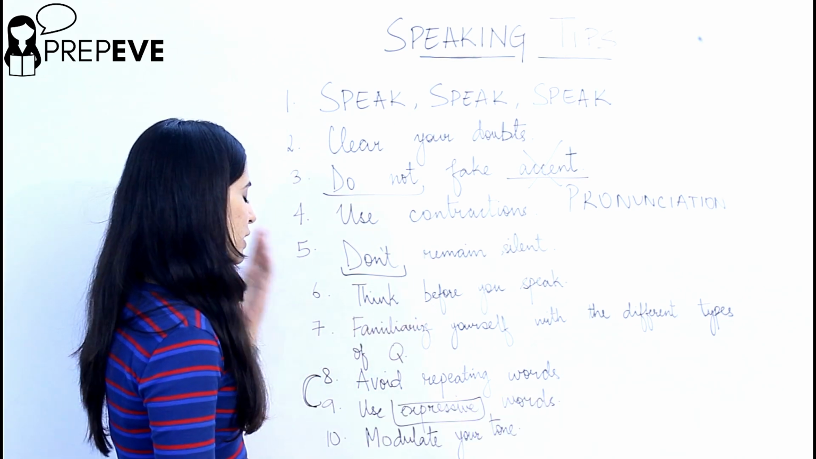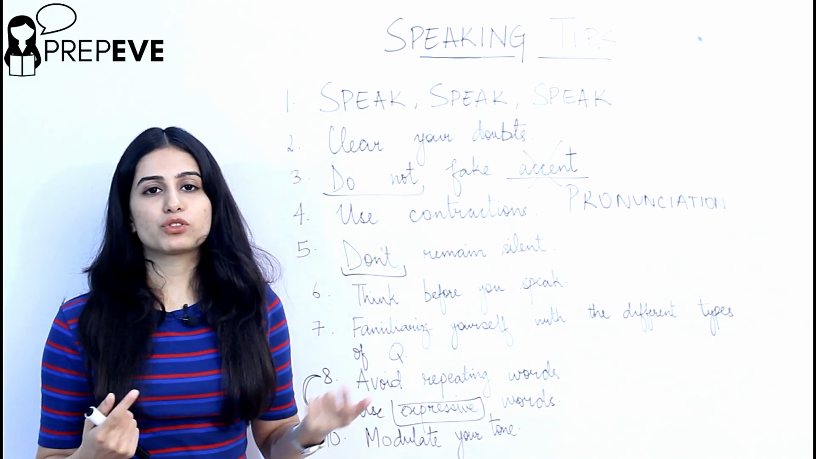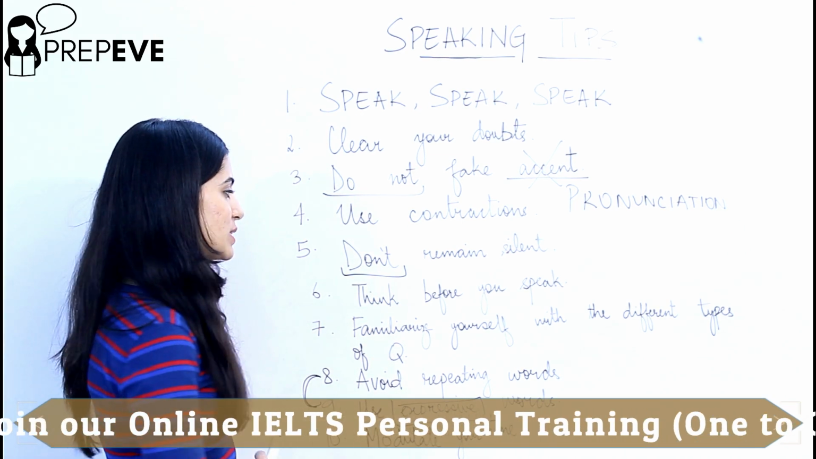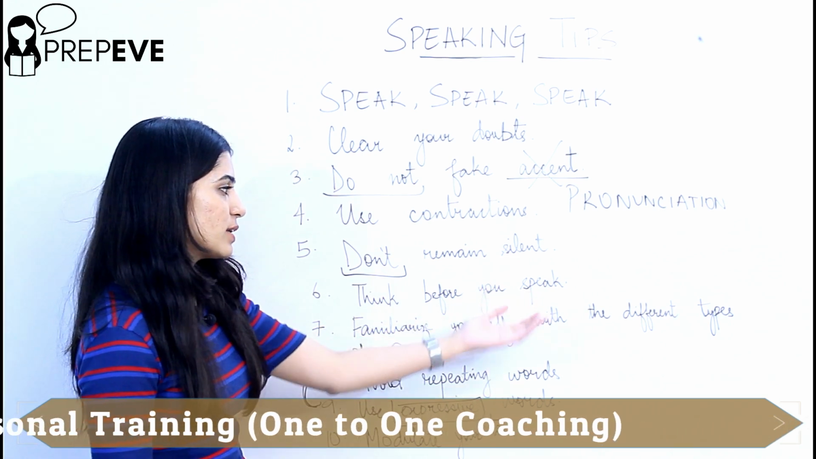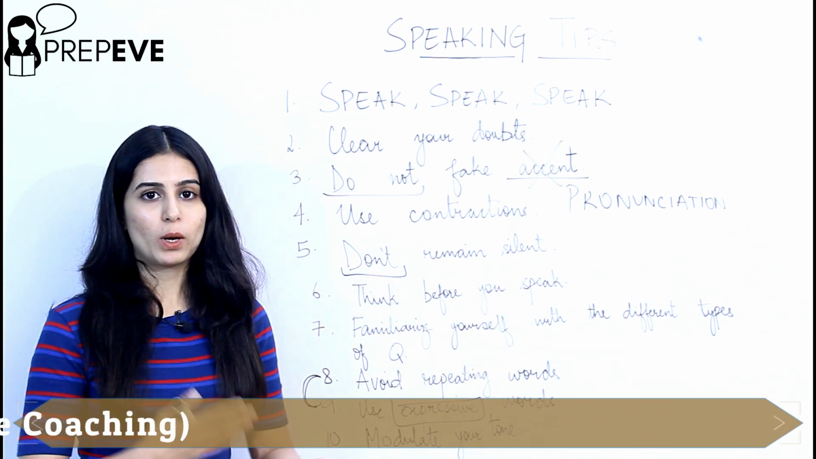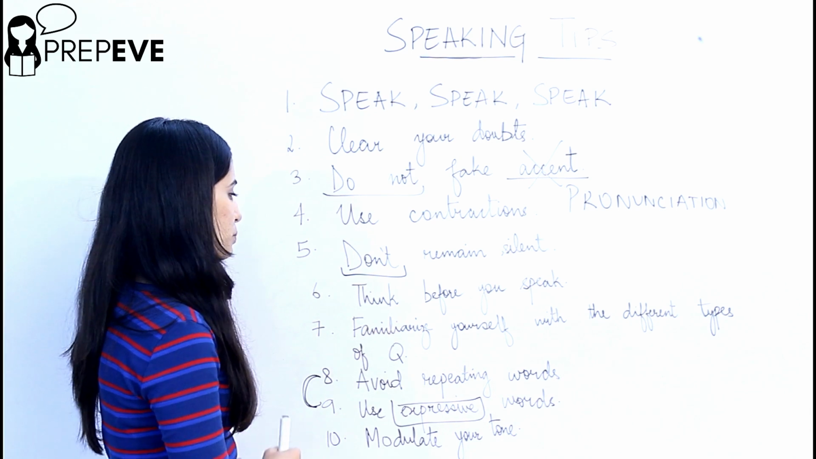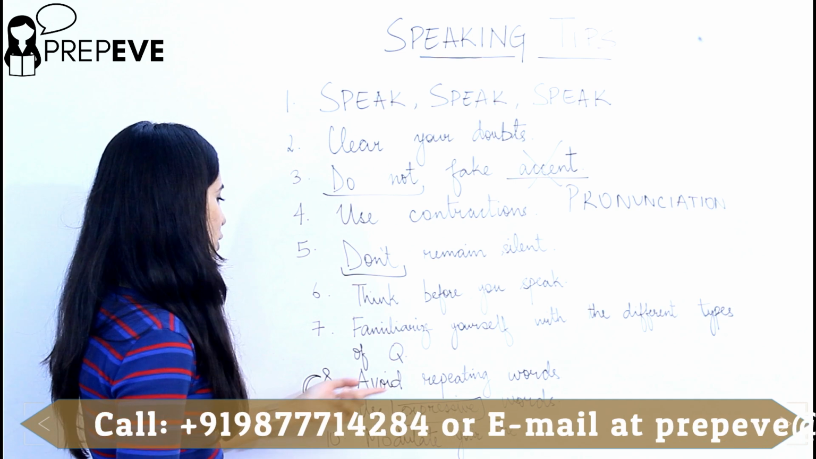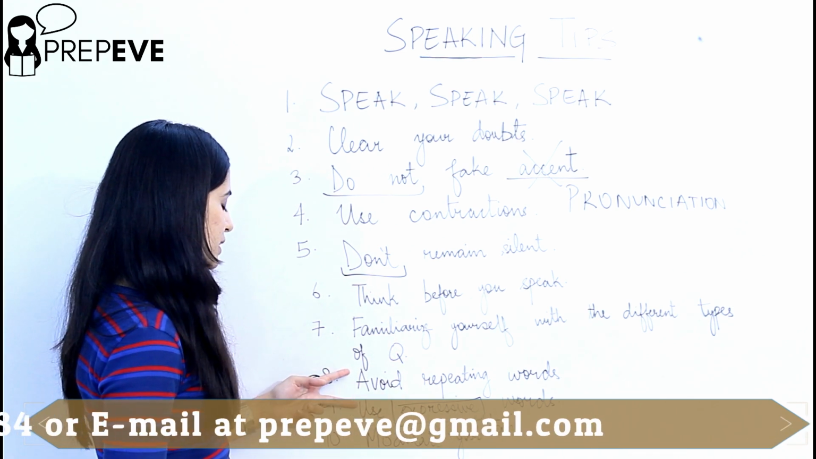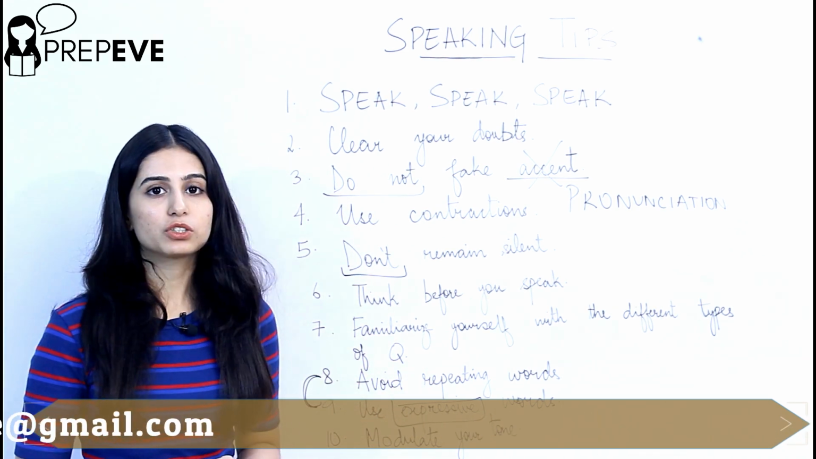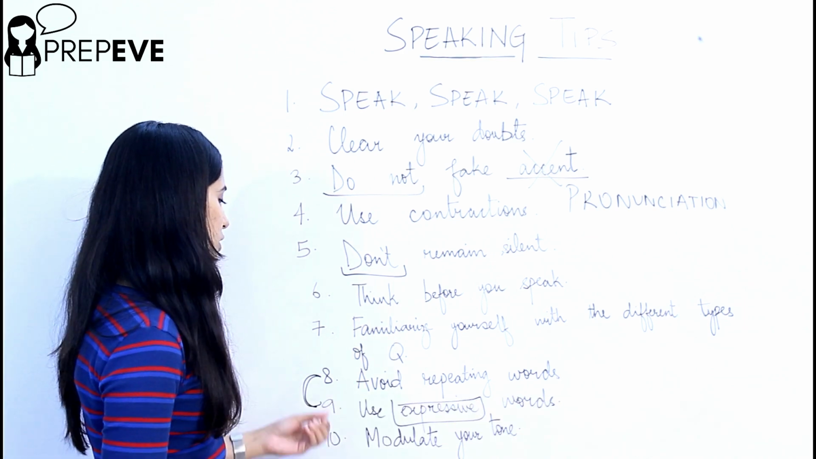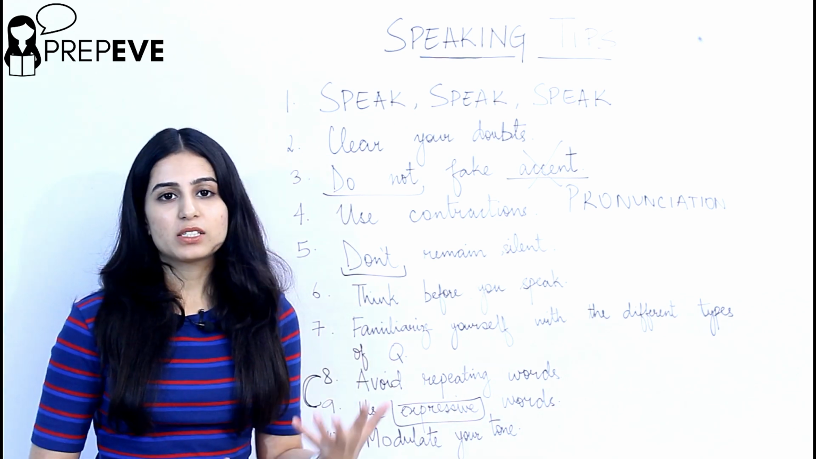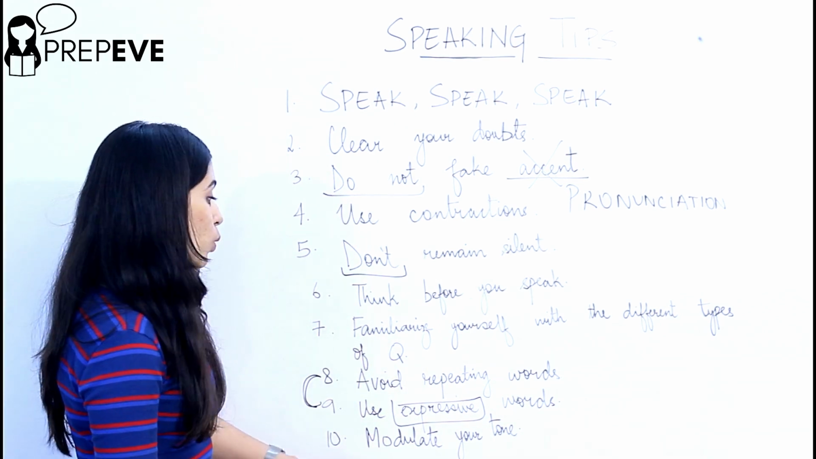Think before you speak. Definitely you should process the question in your mind and also process what you want to speak, and then only you should start speaking. Familiarize yourself with different types of questions, part 1, part 2, part 3. All of them should be familiar to you. You should not get shocked in the test. Avoid repeating words, use expressive words. Yes, use synonyms, paraphrase the question, and then start answering the question, and use expressive words instead of repeating the same old monotonous words, and modulate your tone.